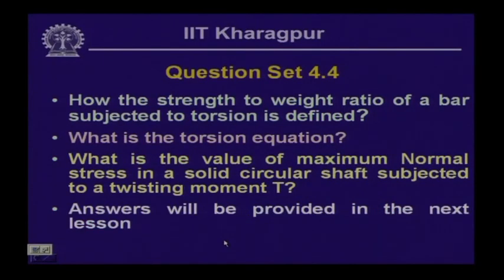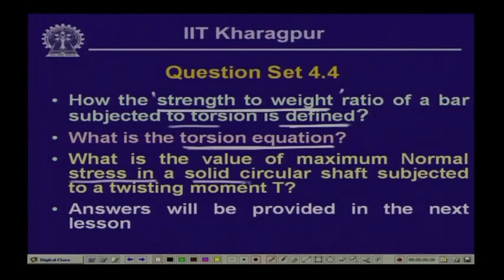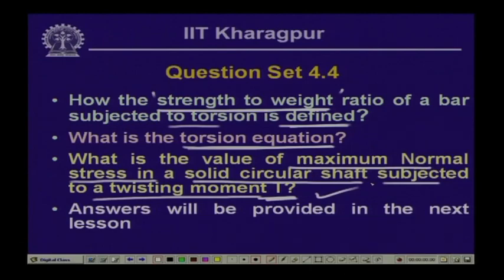Well, we have some questions set for you, based on the discussions we have had in this module. Strength to weight ratio is a term which we have evaluated. If you go through the lessons, you will know how the strength to weight ratio of a bar subjected to torsion is defined. Now, what is the torsion equation, and what is the value of the maximum normal stress in a solid circular shaft which is subjected to a twisting moment T? We have discussed this, and so you should be in a position to answer these questions.